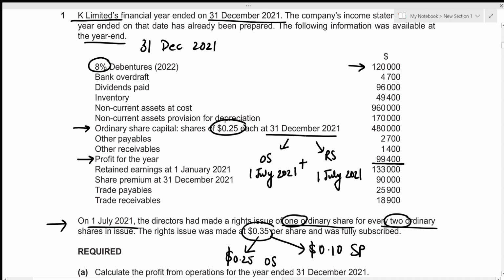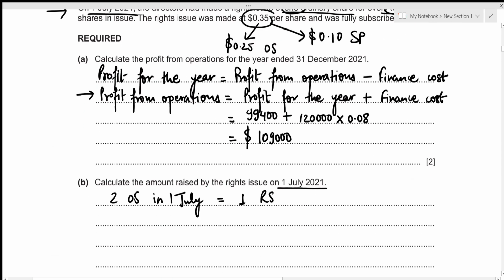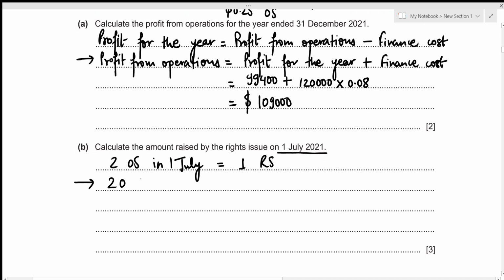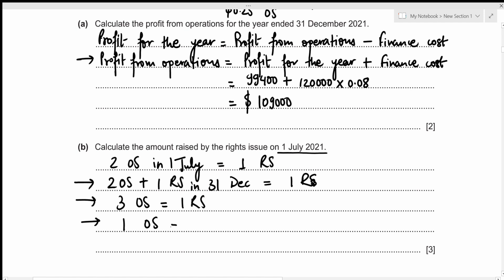So out of this value, we will be figuring out our total right shares issued. So what we can say is that the 2 ordinary shares plus 1 right share on 31st December includes 1 right share, right? So this just means that 3 ordinary shares include 1 right share. So 1 ordinary share will be equal to 1 by 3 right shares.